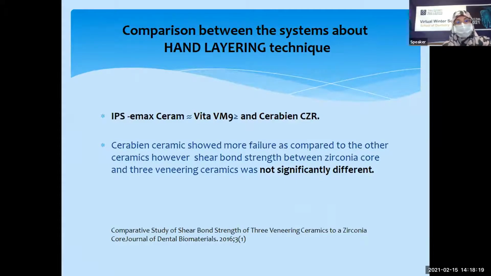Hereafter, I draw your attention to the comparison between systems about the hand layering technique and other techniques. This article showed that IPS E.max Ceram, which is for Evocolor, and Vita VM9 have equal value in terms of shear bond strength. Both of them have higher value than Cerabien. It is for Noritake. But all of them didn't show a significant difference.